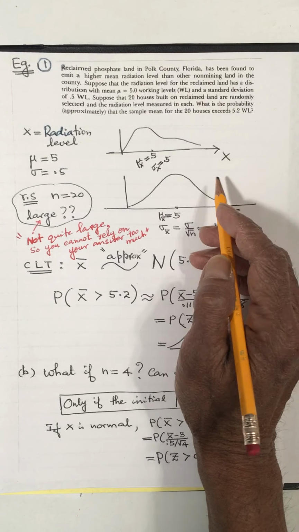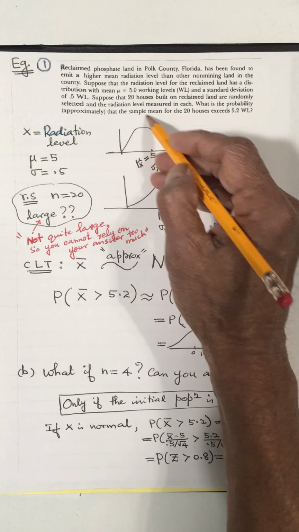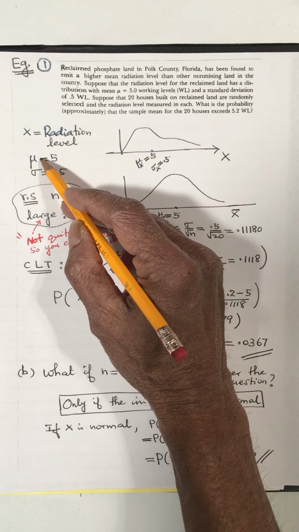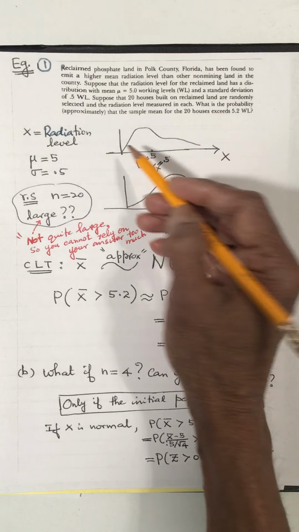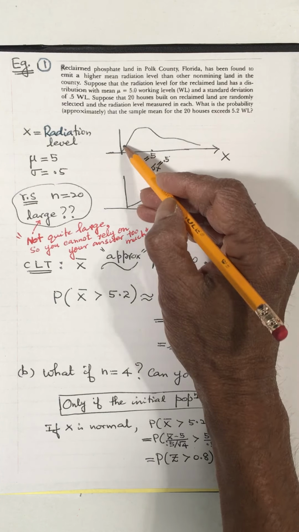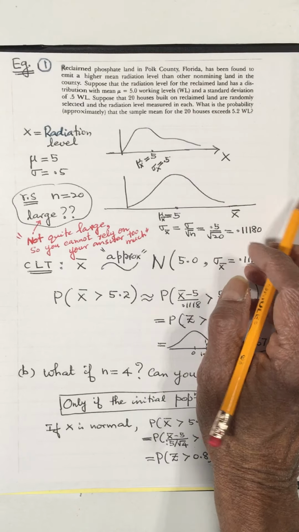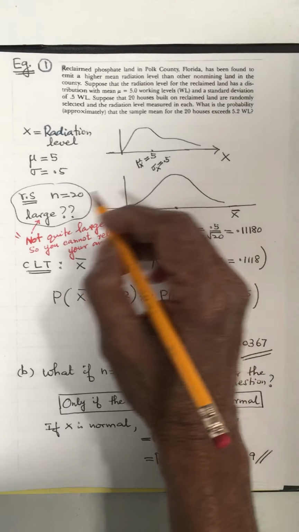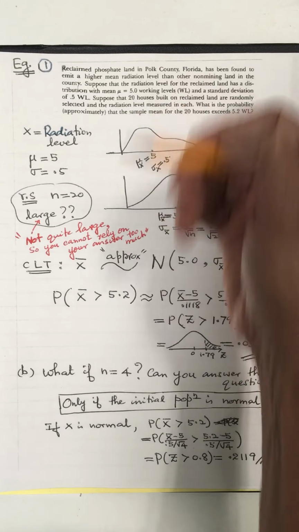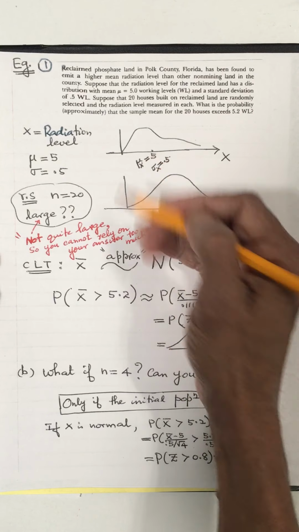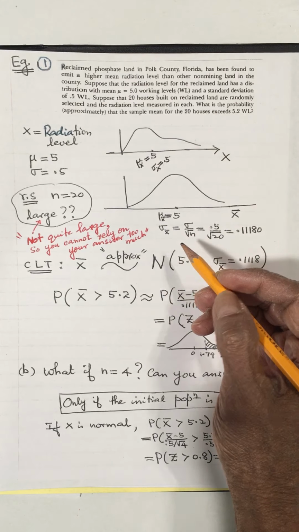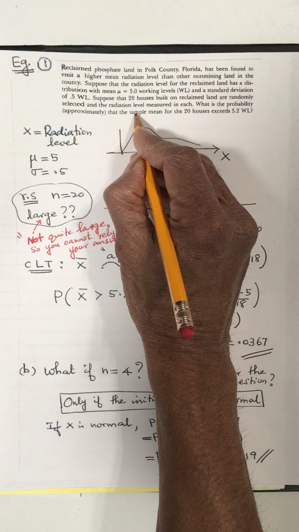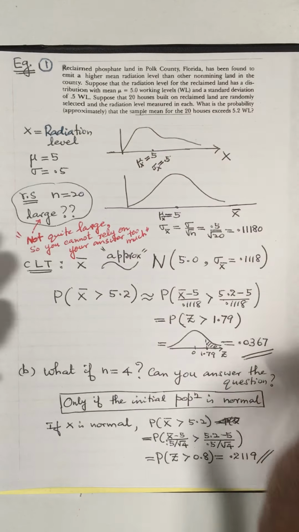In other words, say this is the probability distribution according to this question. Even though they give you the mean and the sigma, we don't know anything about the probability distribution of x. It could be anything. So what you're doing is pulling a random sample of size 20 out of it, and you want to figure out the probability that the sample mean for these 20 houses exceeds.